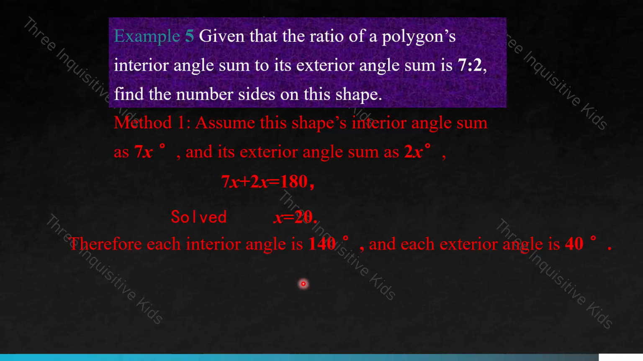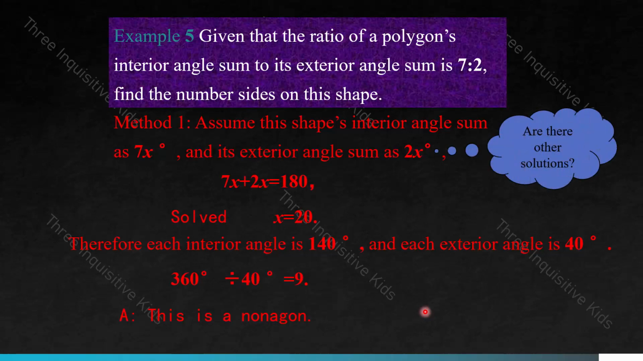Therefore, each interior angle of this polygon is 140 degrees, and each exterior angle is 40 degrees. 360 degrees divided by 40 degrees is equal to 9. So this is a nonagon. And a nonagon, just for review, is a polygon with 9 sides.